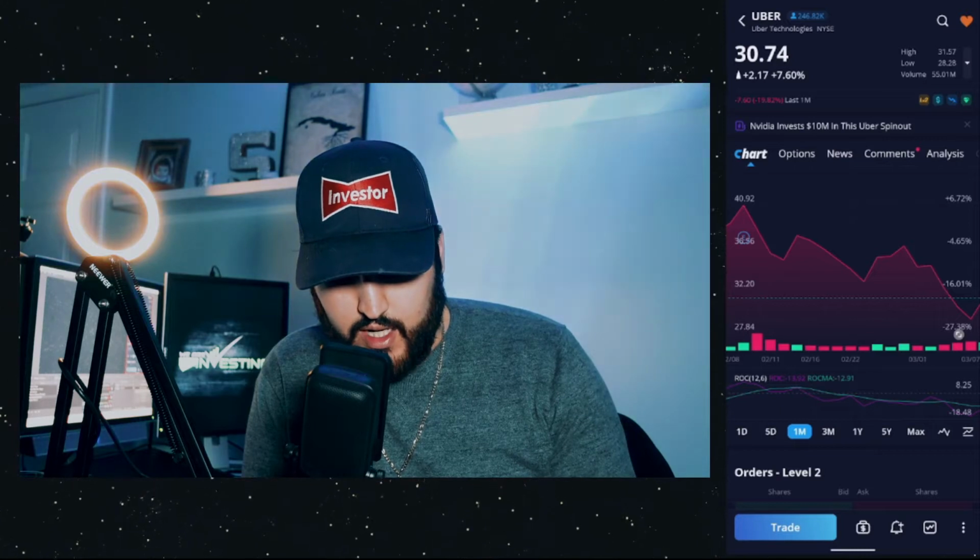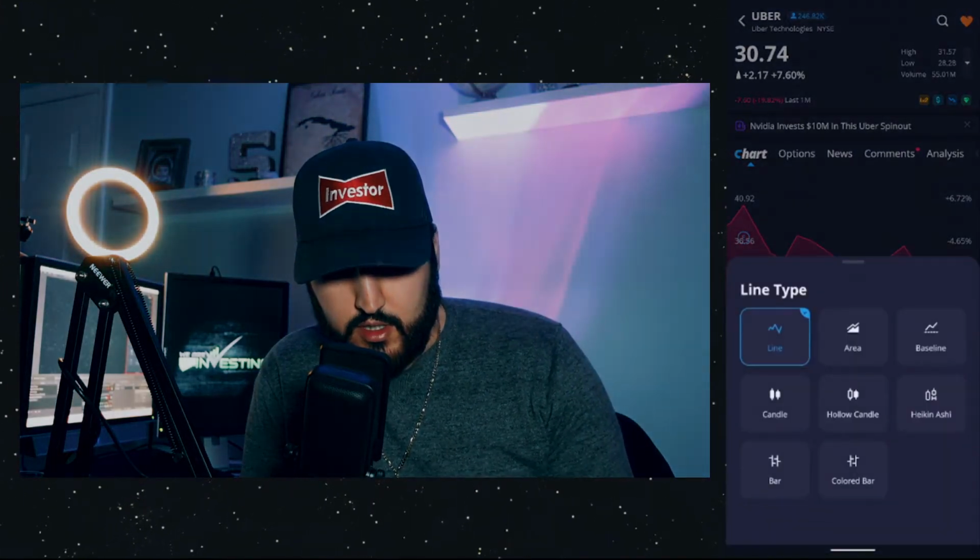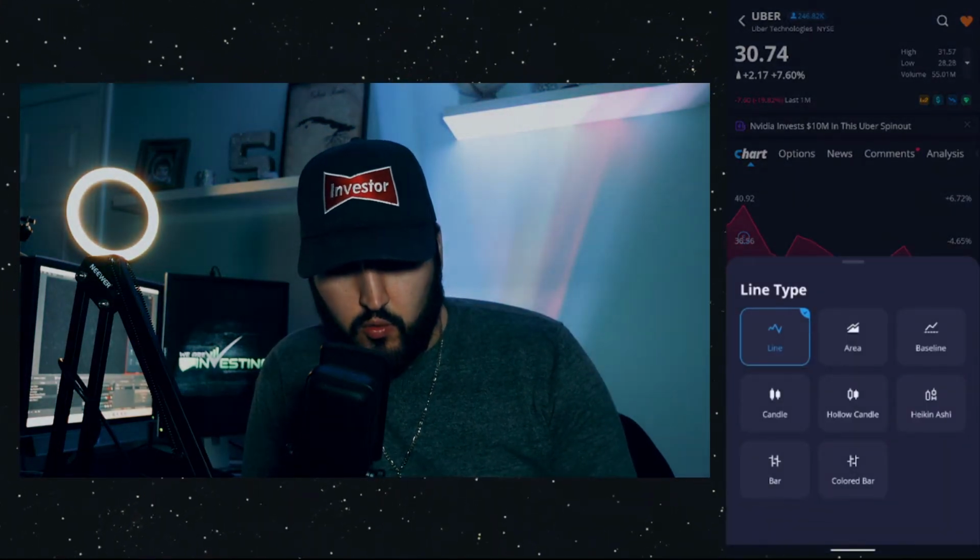So if you click down below to the right, you see that there is that line. What we want to take a look at is candle, because this is how traders and investors should be analyzing stocks. They shouldn't be using line charts. They should be using candles, because candles are far better. You're going to pick a much more precise entry and sale price.